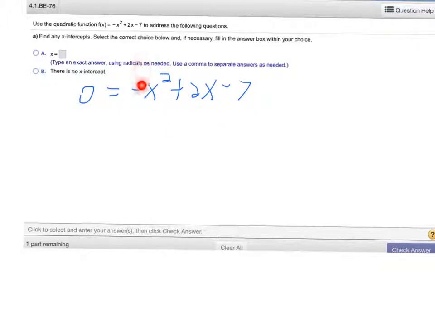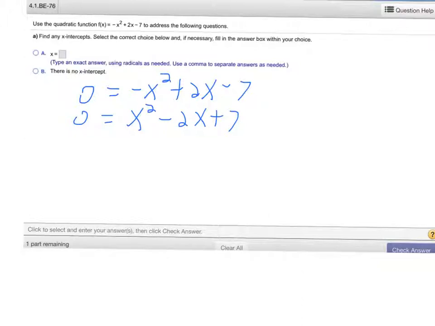I don't like the leading coefficient to be negative, so I'll multiply it by -1 or change all the signs. So if I multiply everything by -1, that'll become a positive x squared, a minus 2x, and a plus 7. So you want to solve this quadratic equation.